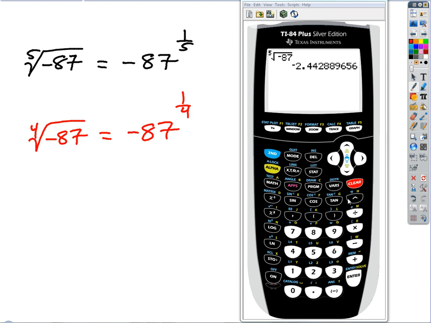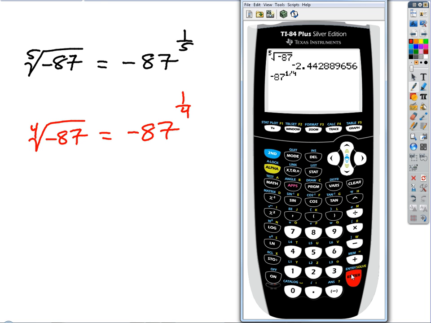So let's not literally blow up, but let's see what happens if I go -87 to the 1/4. I can put in 0.25 if I want to, that's fine. It gives me back, uh-oh, that's wrong. It's supposed to say non-real answer. But there's a reason. I did something wrong there. Can you tell me what I did? No parentheses. Yes.